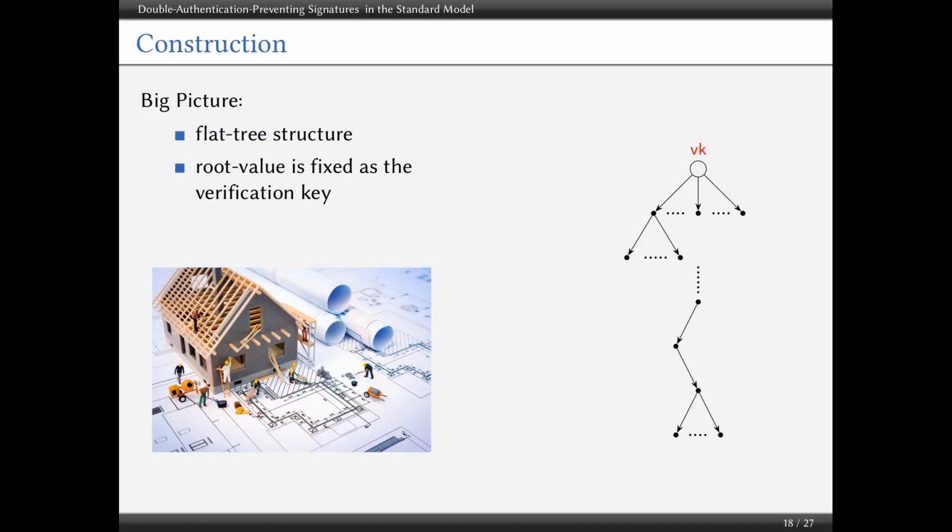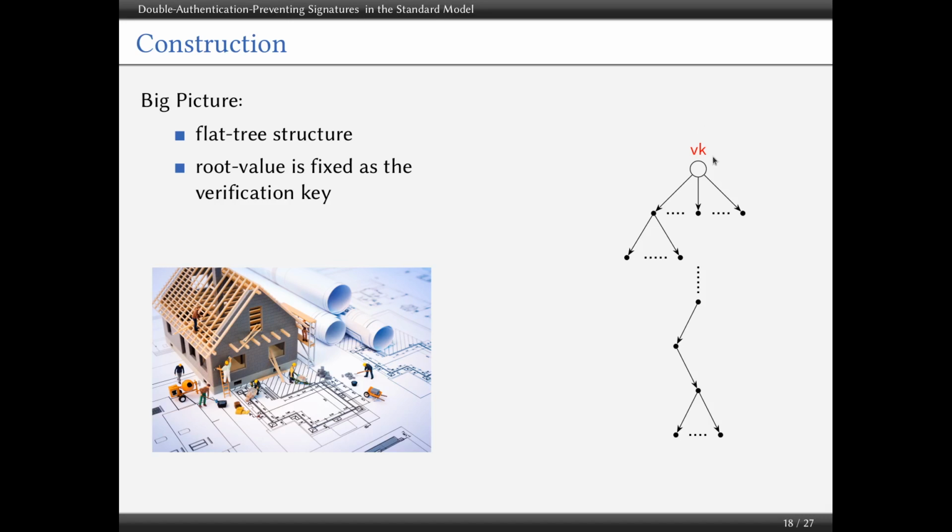Now that we have the required ingredients, let's go to the rest of the recipe. Here I will give you a big picture of our construction. Our construction is a tree-based signature scheme, and in fact it is a flat tree structure, which means that the arity of the tree might be larger than 2, and the nice property here is that the flatter the tree is, the shorter is the signature size.